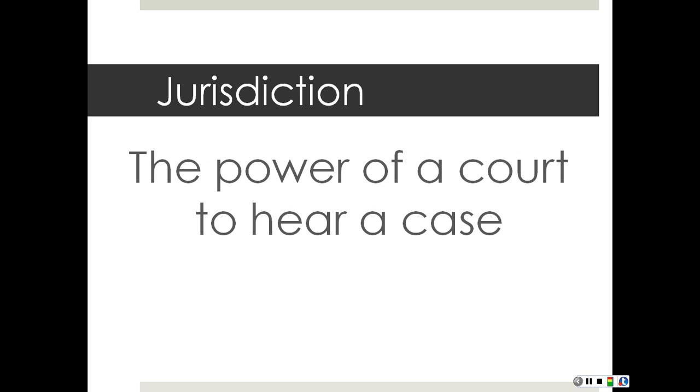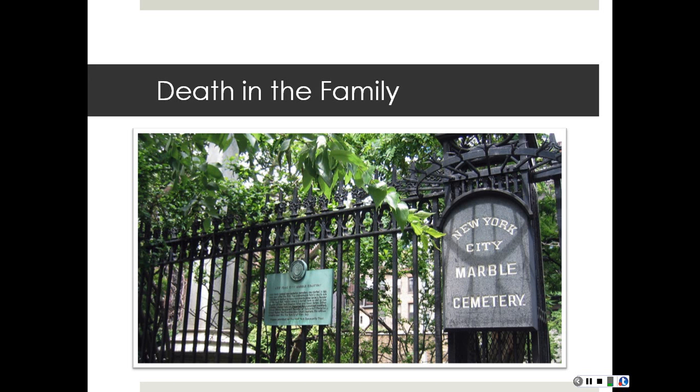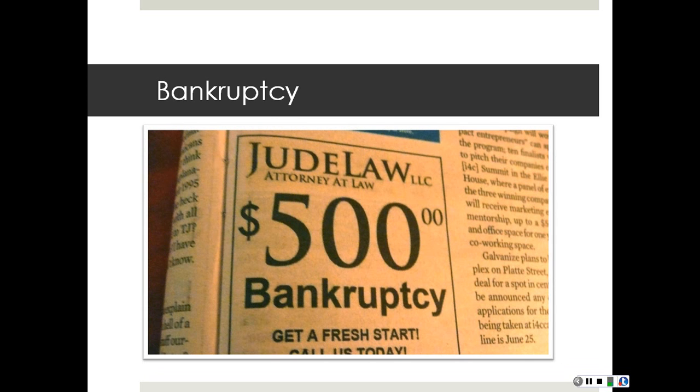When we talk about jurisdiction, we talk about the power of the court to hear a case. For example, let's say two died in the ocean. Which court would you go to? How about if there was a death in your family? Your aunt dies, and you're the executor of the will. Which court would you go to? Let's say you're broke. You need to file for bankruptcy. Which court should you enter?